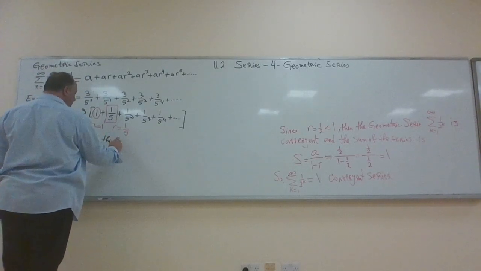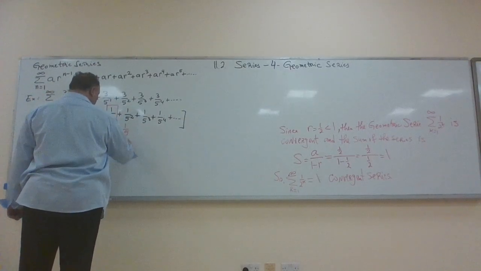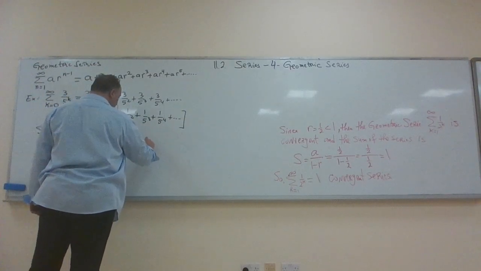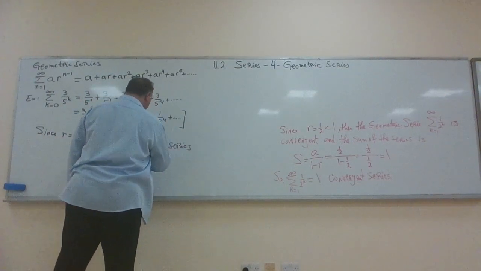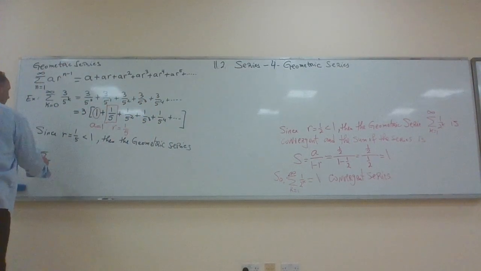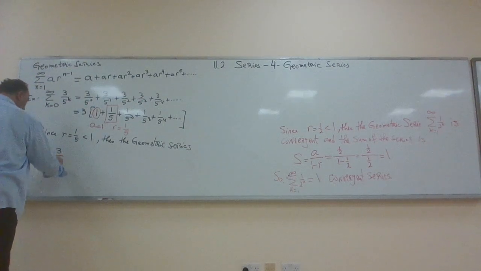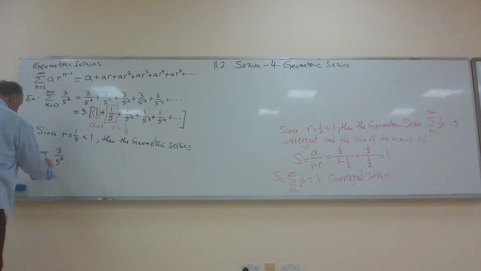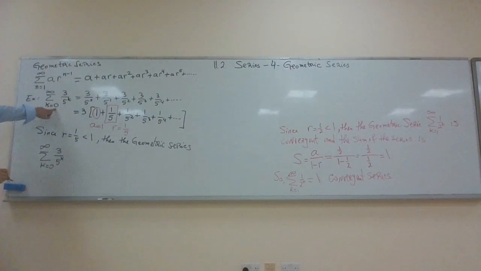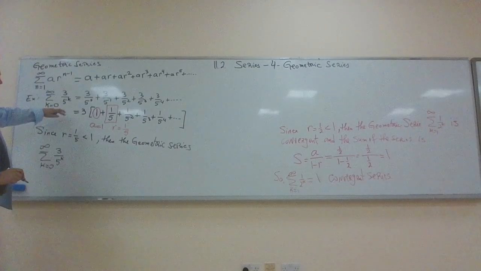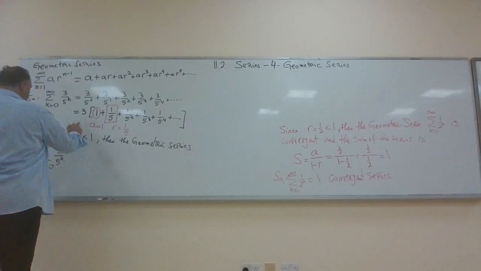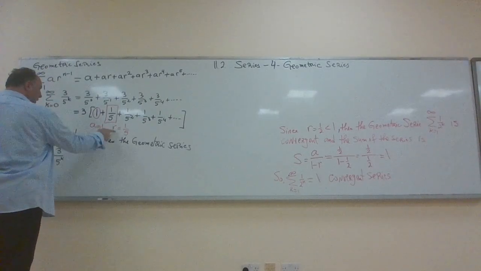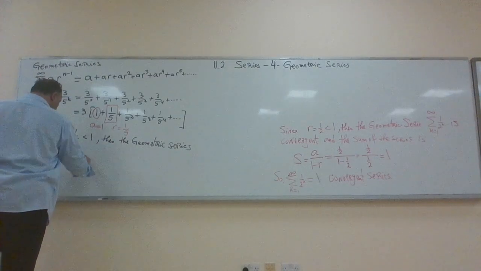Then the geometric series converges. Always be careful regarding the starting index. Is it 0? Is it 1? Things change a little bit depending on the situation. So here I have A and R, so this series is convergent.